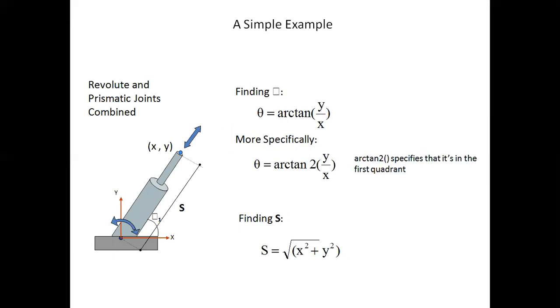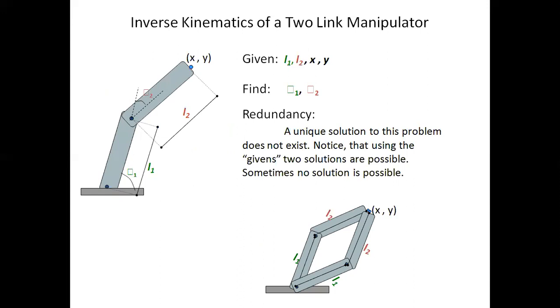A simple example: we'll have revolute and prismatic joints combined. We have to find the value of something. So theta will be found as arc tan of y by x, more specifically arc tan 2, where the 2 specifies the first quadrant. In order to find r, we take the square root of x square plus y square. For the inverse kinematics of the two-link manipulator, given the values of L1, L2, x and y, we have to find the joint angles. Redundancy means a unique solution does not exist. Note that we will be using the given two solutions.